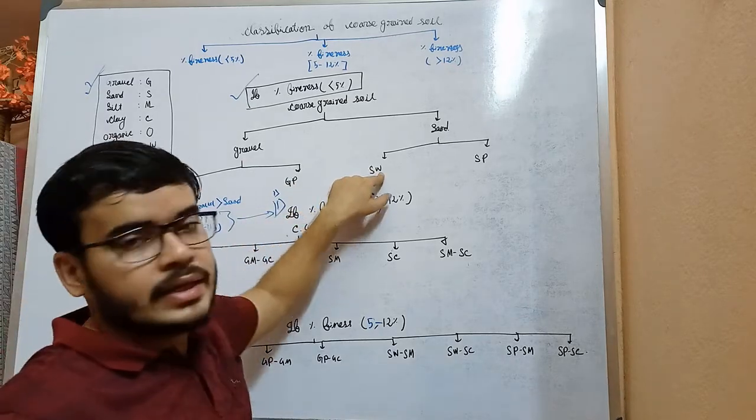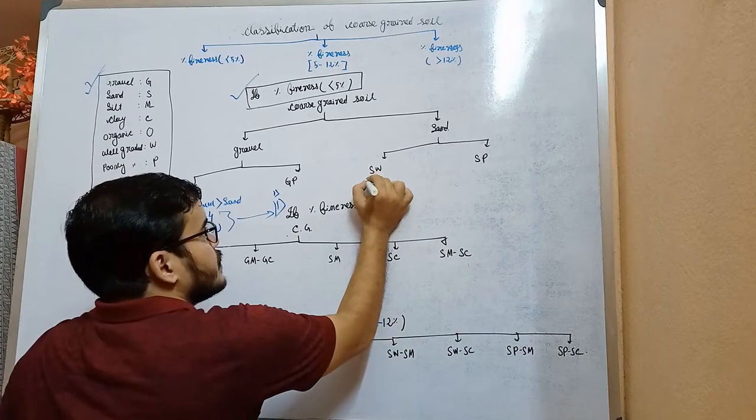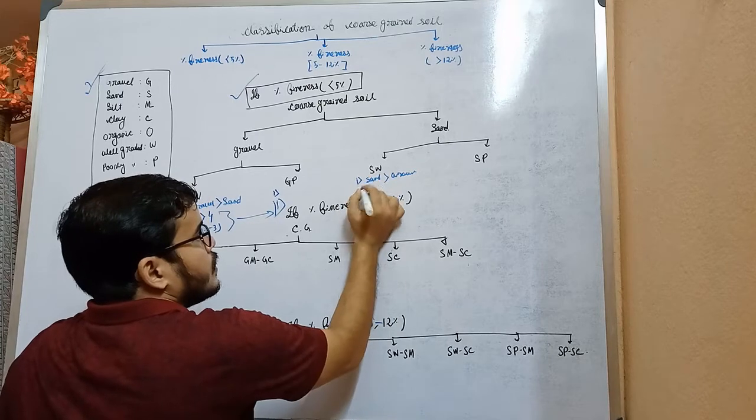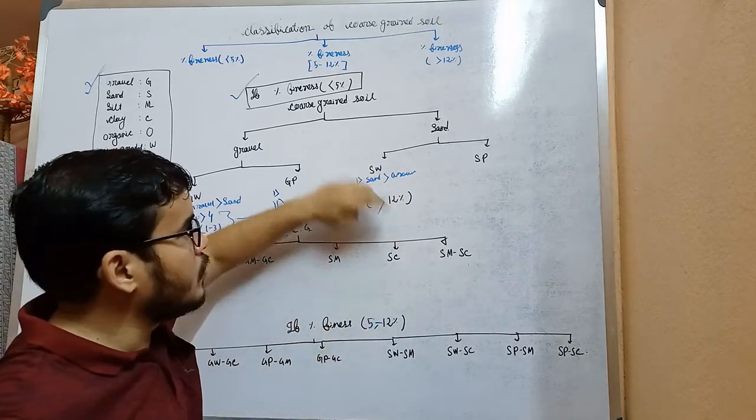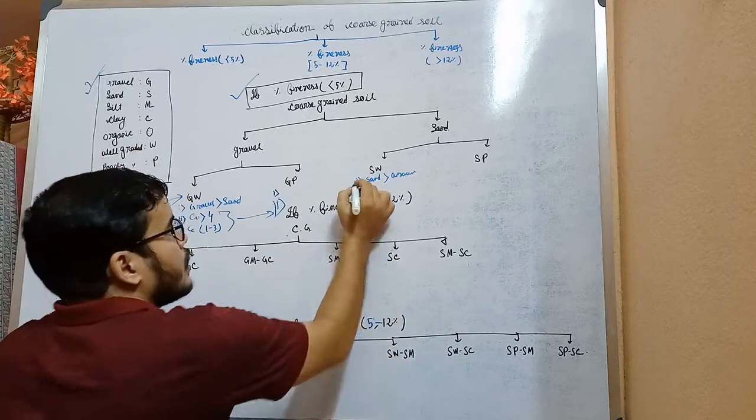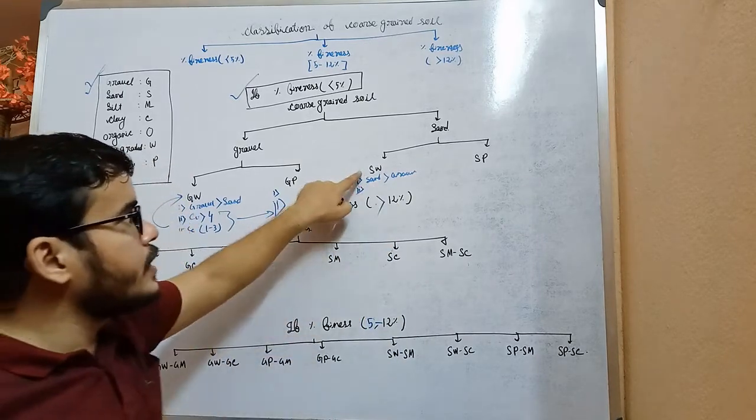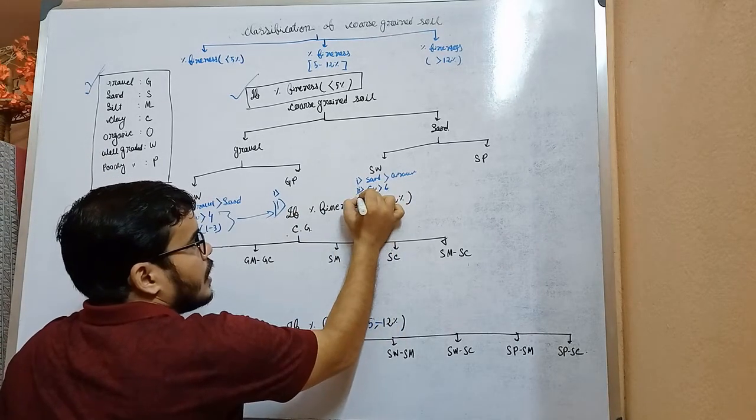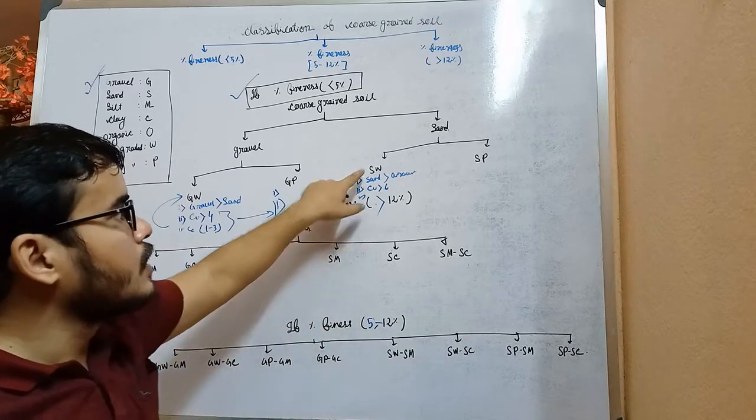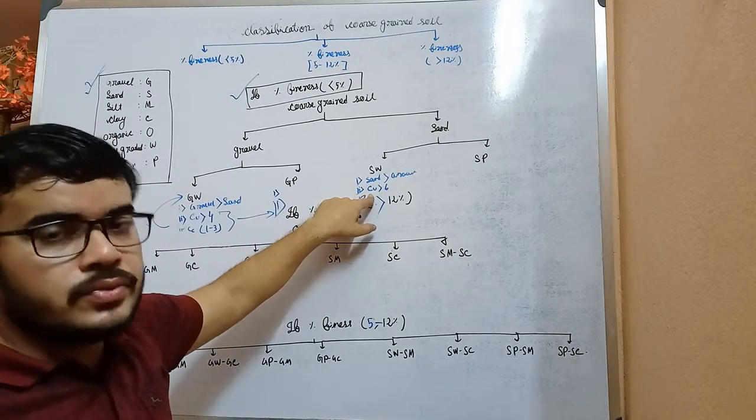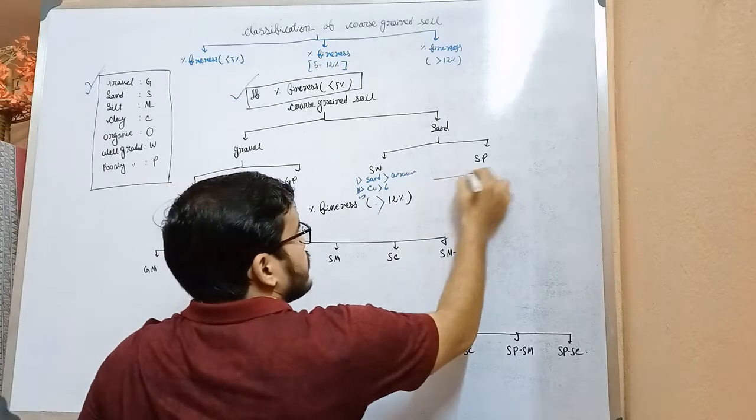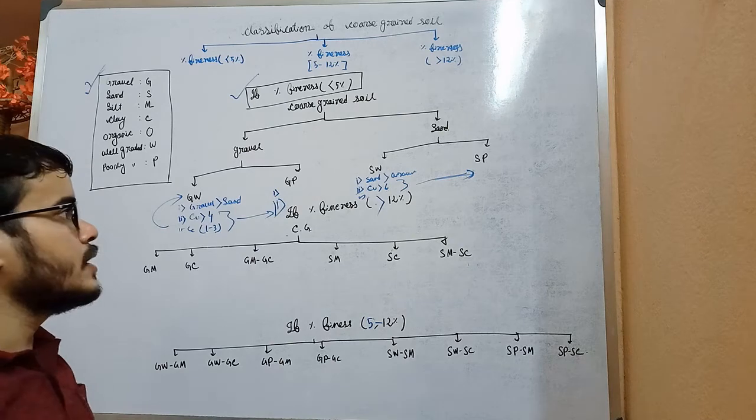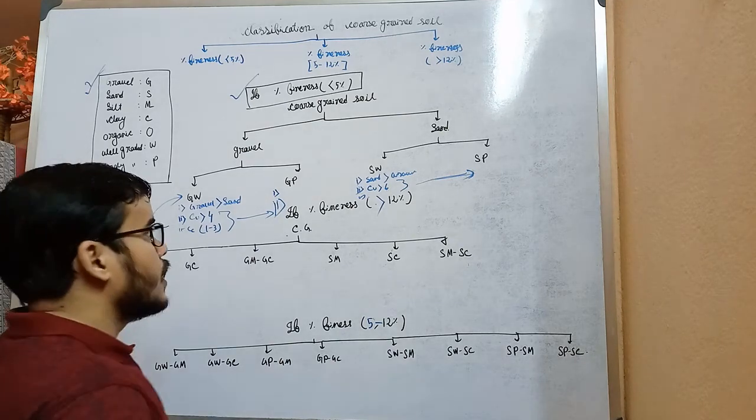And now well graded sand. First, sand means the quantity of sand is greater than gravel. First point. Write these points below this SW. Number 2 will be, for well graded sand, Cu value greater than 6. And third, Cc value lies between 1 to 3. For this case, if this value range does not apply, that's why it is poorly graded soil.